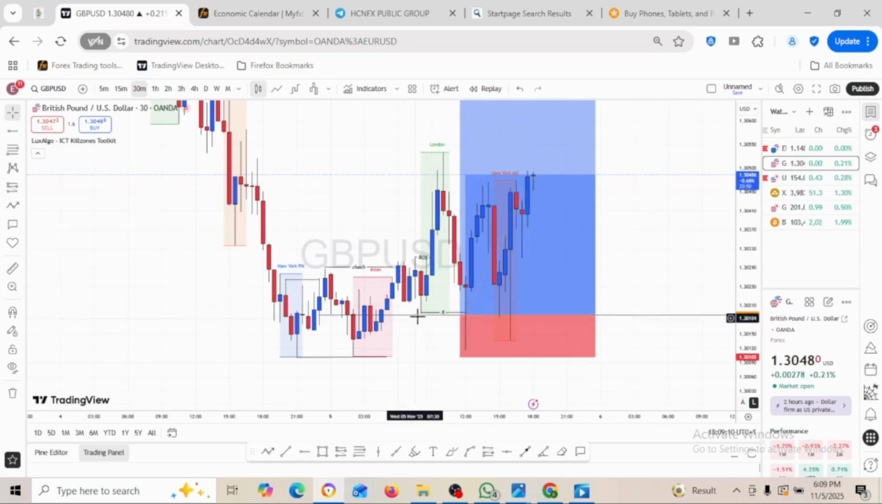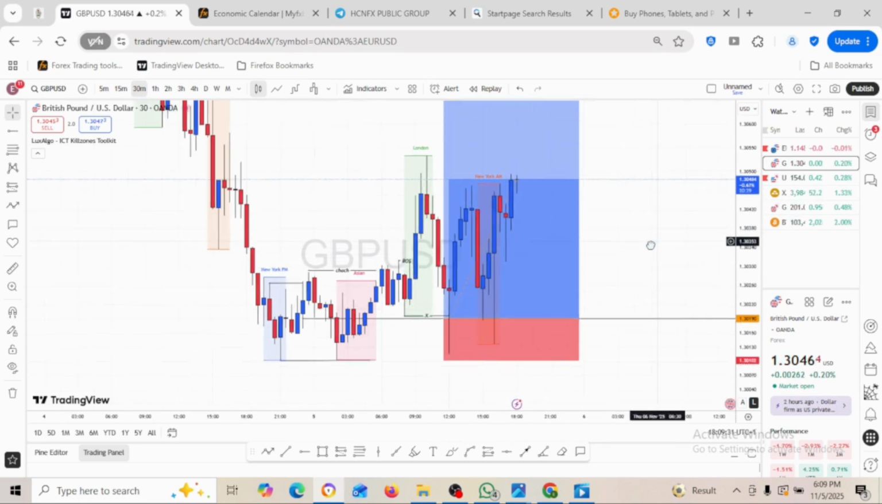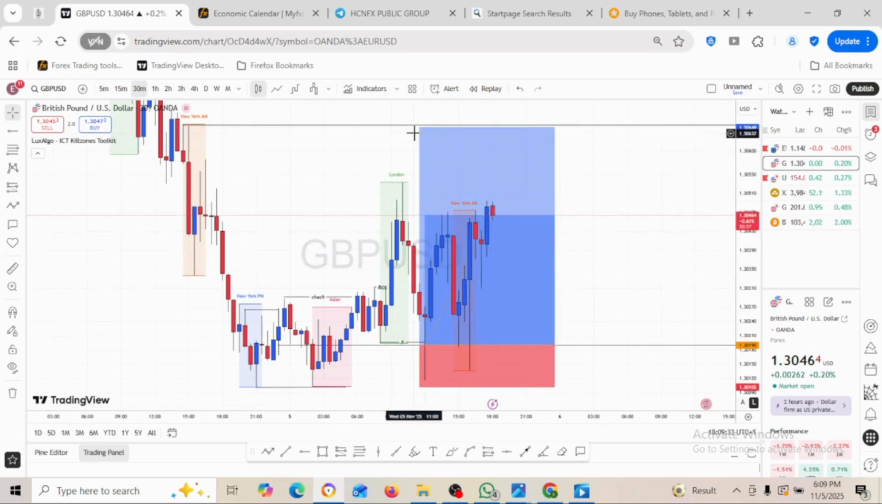So I used London lows as what? My liquidity. Now look at what happened. We swept London lows, and price just started buying to the upside. And this is just news because we had a lot of news today. This is just news price action. Do you understand? So that was how the trade was anticipated.